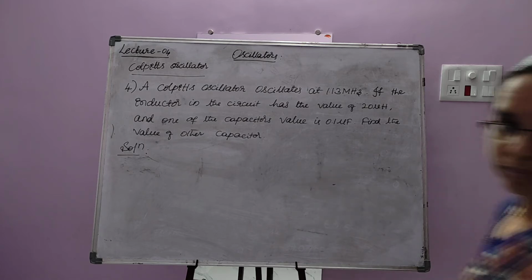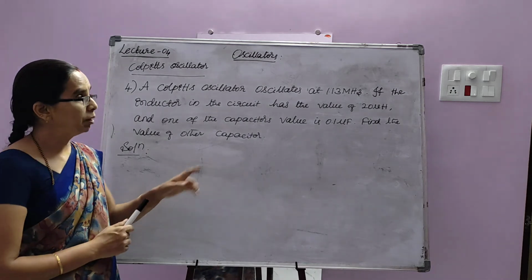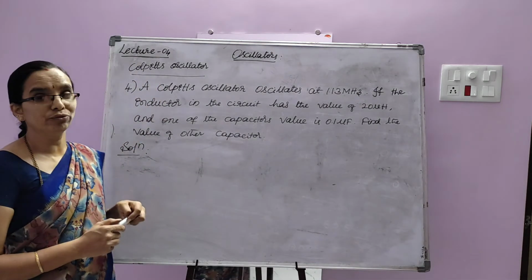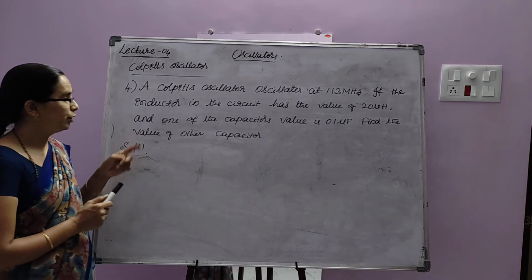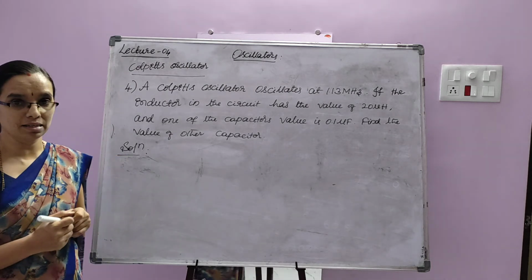Take one more problem. A Colpitts oscillator oscillates at 1.13 megahertz if the inductor in the circuit has a value of 20 microhenry and one of the capacitor's value is 0.1 microfarad. Find the value of the other capacitor.